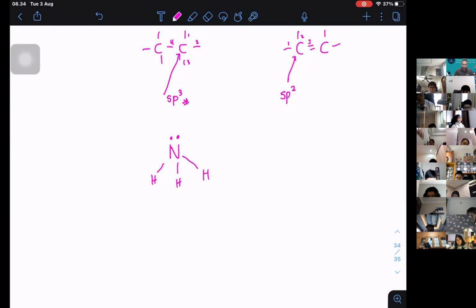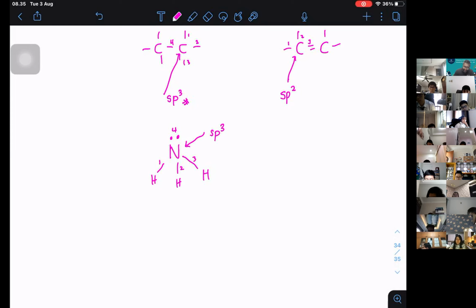If, let's say, I ask you to predict the type of hybridization that nitrogen will go through. Do remember nitrogen has 1 lone pair. How many orbitals are involved? You see, 1, 2, 3, but you also involve the lone pair as 1 orbital because it is there. So the nitrogen is going to be sp3 hybridized as well. Yeah, sp3 hybridized.